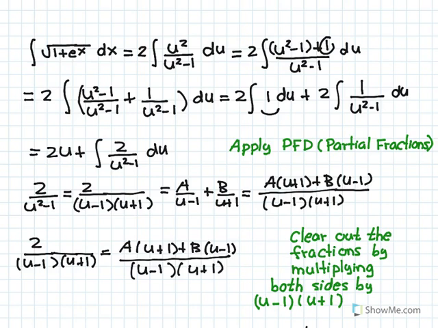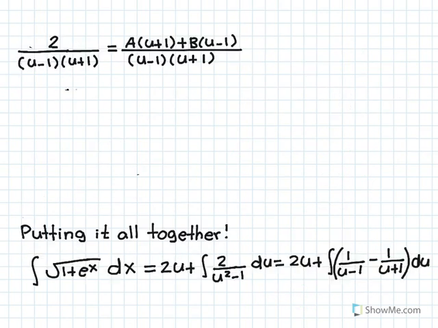The next step is to clear out the fractions by multiplying both sides by u minus 1 times u plus 1, and then we will solve for a and b. So what we have is 2 over u minus 1 times u plus 1 is equal to a times u plus 1 plus b times u minus 1 divided by u minus 1 times u plus 1. We multiply both sides by the common denominator, u minus 1 times u plus 1, and we obtain 2 is equal to a times u plus 1 plus b times u minus 1.